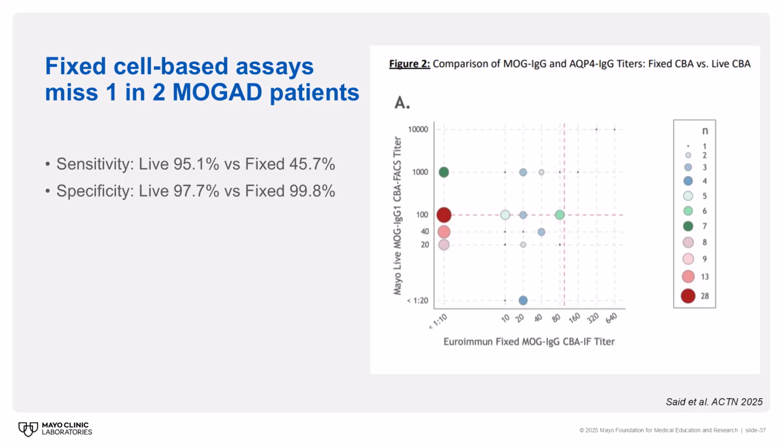Just going back to the fixed versus the live cell-based assay, the fixed is even more problematic in MOGAD. So the fixed cell-based assays may miss 1 in 2 MOGAD patients. This was a study again done by Johns Hopkins, and what you'll see here is there are many MOGAD patients who are negative on the fixed cell-based assay, but positive, including high titer positive, in the live cell-based assay. So just highlighting that the fixed cell-based assay may miss 1 in 2 cases. So half of cases of MOGAD may be missed. So this is really important. If you have a patient you're suspicious for MOGAD, they're negative on the fixed cell-based assay, you need to send a live cell-based assay.